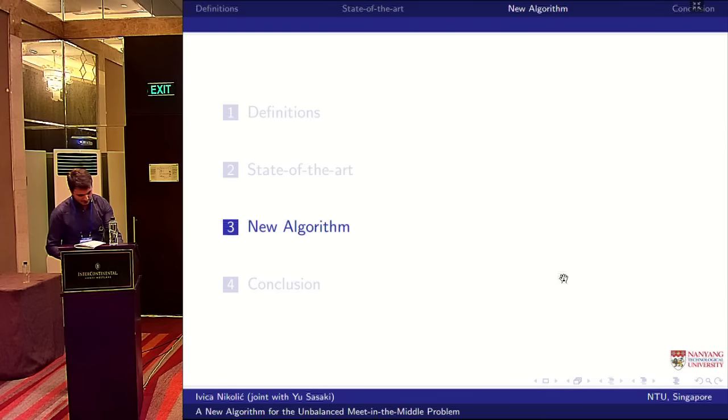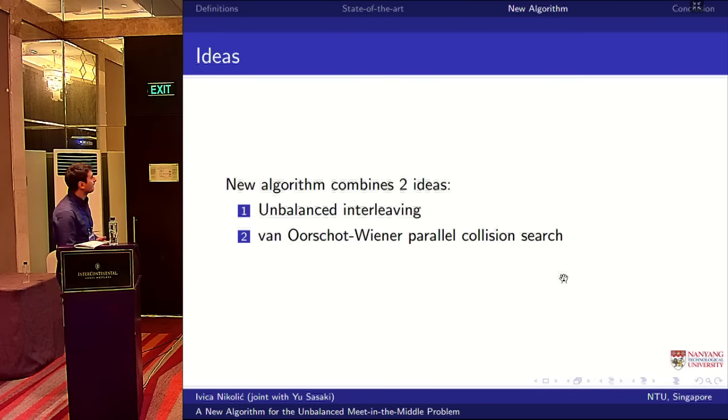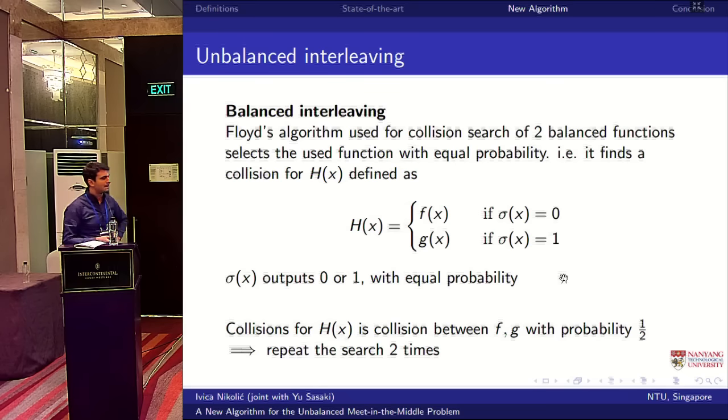Okay, so let's take a look at the new algorithm. The new algorithm combines two ideas. The first is unbalanced interleaving, or unbalanced selection function. And the second one is one-shot van Oorschot-Wiener parallel collision search. So let's first take a look at the first idea. As I mentioned before, in the balanced case, how do we find collisions between two functions? Of course, we use the Floyd cycle finding algorithm. In other words, we define a new function, h of x. Depending on some selection function that's either 0 or 1, h of x either equals f of x or g of x, depending on this function that outputs 0 and 1 with equal probability of 1/2.